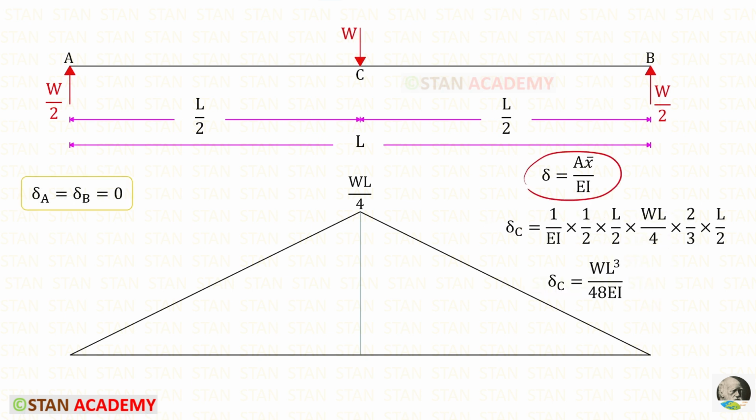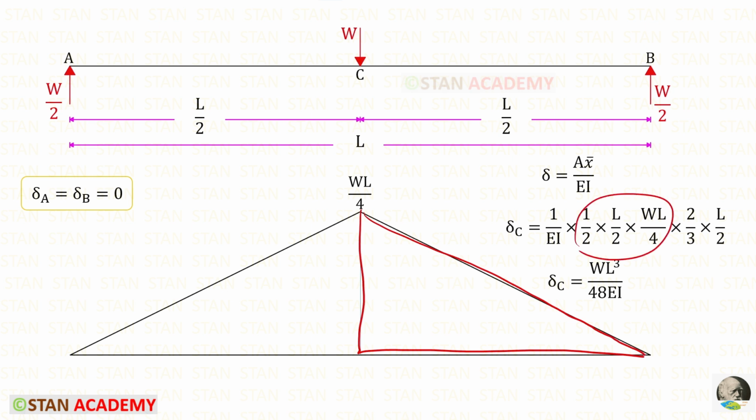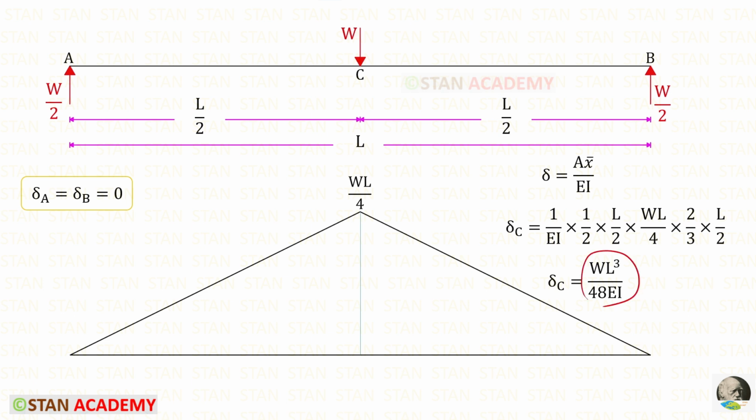Using this formula, we can find the deflection. In the points A and B, there are vertical supports. So the deflection in these 2 points will be 0. Let us find the deflection in the point C. Let us take this triangle. In the previous step, we have found the area. Now we need to find the centroid distance. For this triangle, the centroid distance to this end is 2 upon 3 into breadth. Here the breadth is L upon 2. So it is 2 upon 3 into L upon 2. In this way, for the deflection at C, we will get WL cube upon 48 EI.